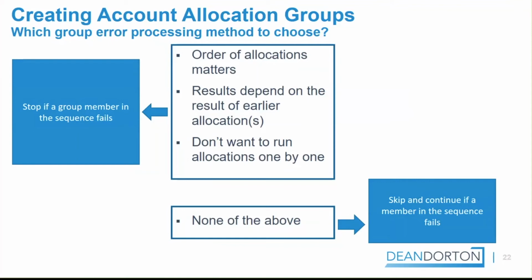So if the order of your allocations matters, if the results of your allocation may depend on the result of an earlier allocation, and or you don't want to run allocations one by one and have to think about all that, you want to choose stop if a group member in the sequence fails, because that is going to give you like a red alert when something goes wrong. If none of that matters, you can choose skip and continue if a member in the sequence fails, and you might have a group of 20 allocations and only one of them works, but maybe that's fine because maybe there's not going to be something in the source balance every month. You just kind of want Intacct to check and make sure. So that could be a totally valid approach.